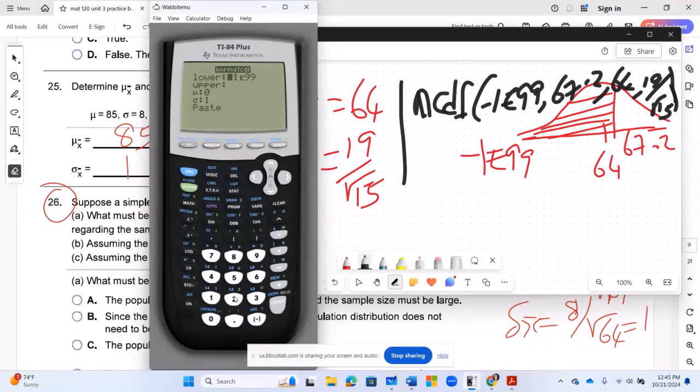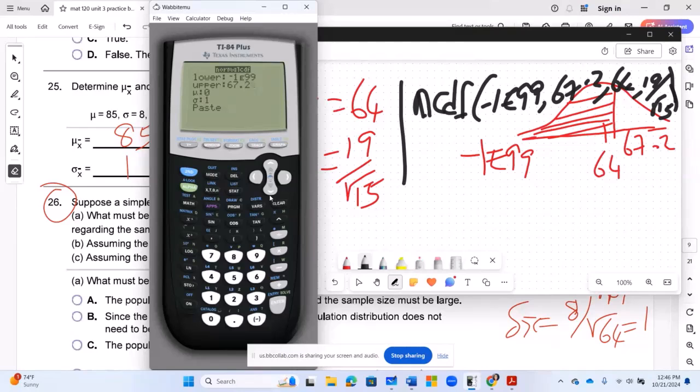The lower bound is negative infinity. It's already here. I don't have to put it in again. Even though this data is not standardized, I can still use it. My calculator is intelligent. It knows how to calculate area under the normal curve, even without standardizing it. So the upper bound is 67.2.